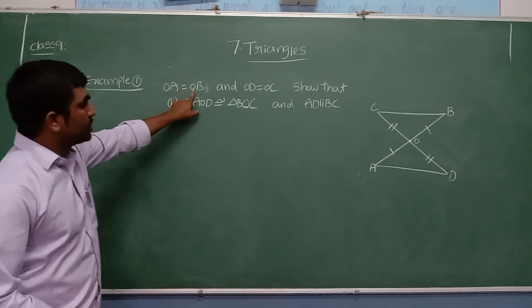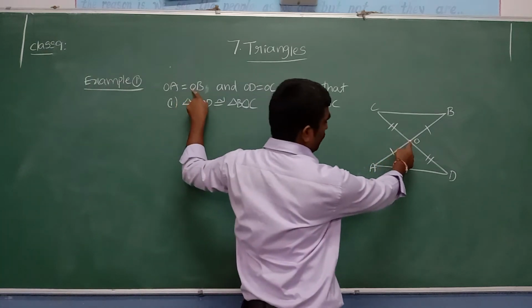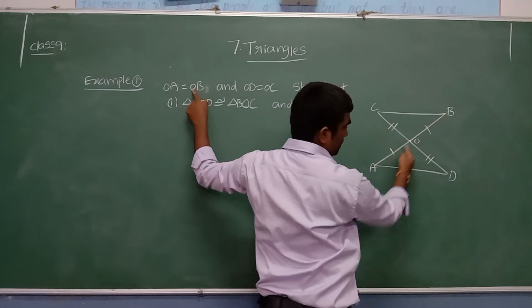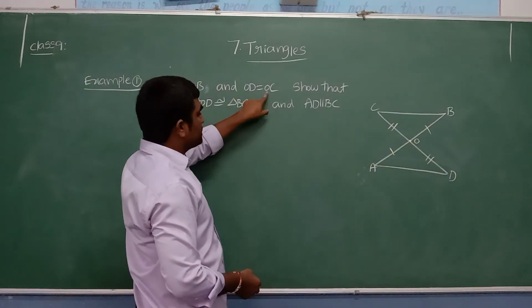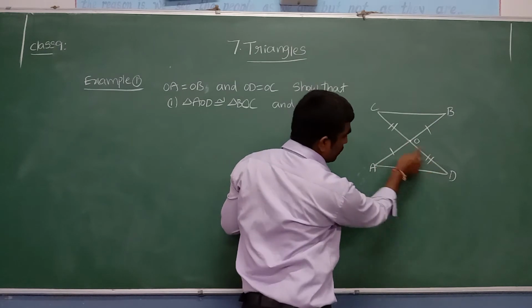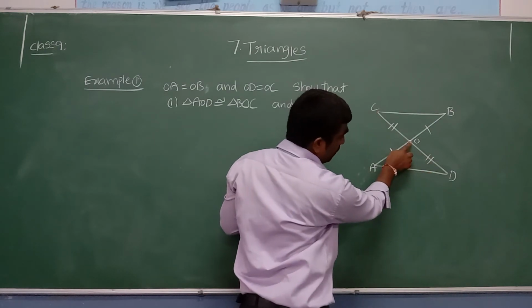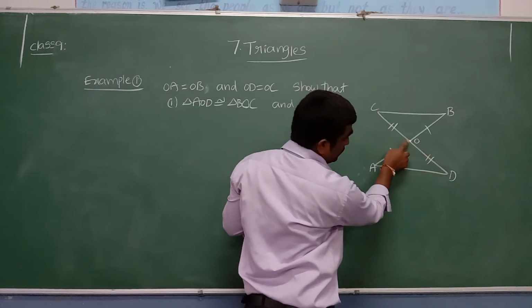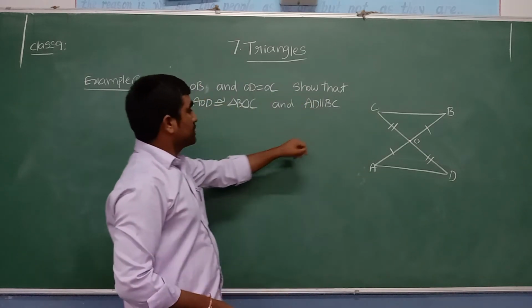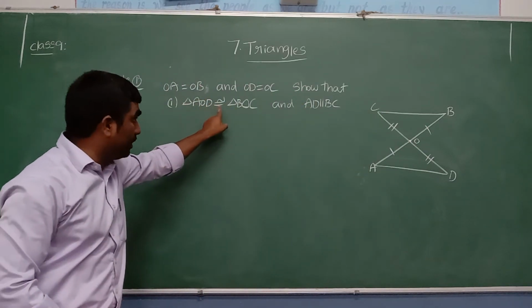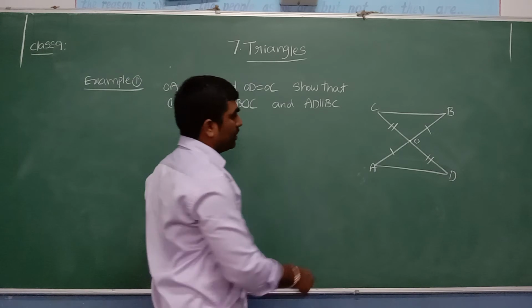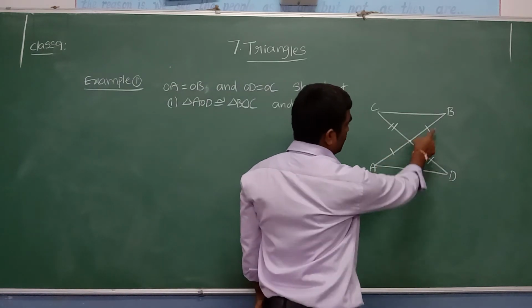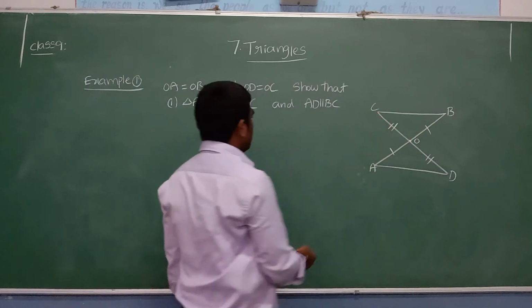They gave OA is equal to OB. The length of OA is equal to OB. You can see the symbol also here. And OD is equal to OC. The length of OD is equal to OC. This symbol tells that both line segments are equal. Now they are asking us to show that triangle AOD is congruent to triangle BOC.